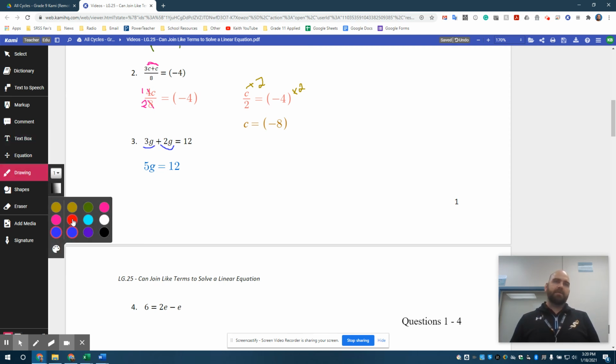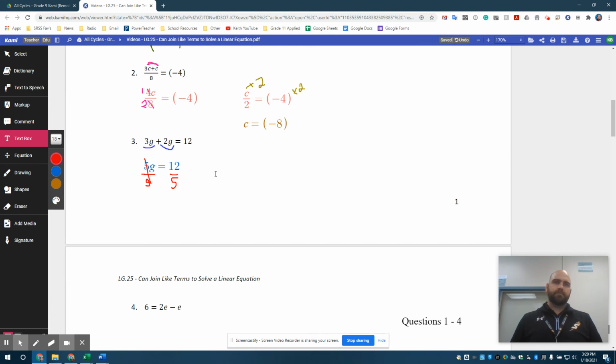So that's the combining of our terms. Now the next thing that we need to do is get that g all by itself, and now we're multiplying by 5. So the opposite of multiplying is to divide by 5. We divide both sides by 5, which means that this side is going to cancel out. And when that cancels out, we get g all by itself. And then we're going to have 12 over 5, which is a division statement.